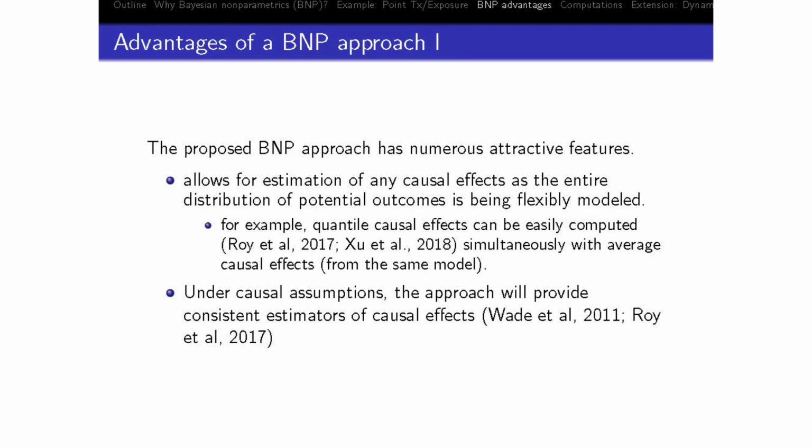And then under correctly specified causal assumptions, we'll get consistent estimators of causal effects using this approach. So we don't have to worry to some extent about the model misspecification issue, assuming that we have all the confounders, for example. And if not, we can try to do some sensitivity analysis because we don't know that's true. But under the causal assumptions, everything can be pushed through.